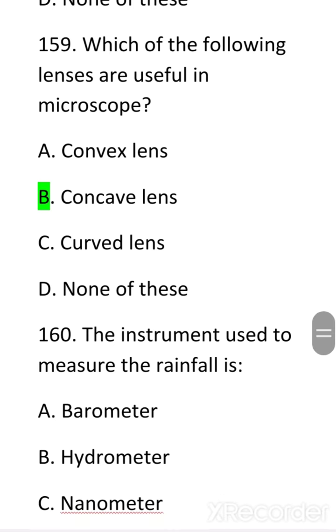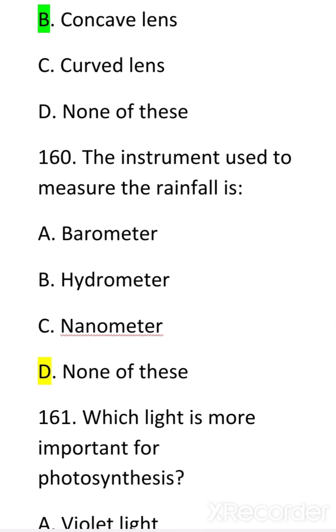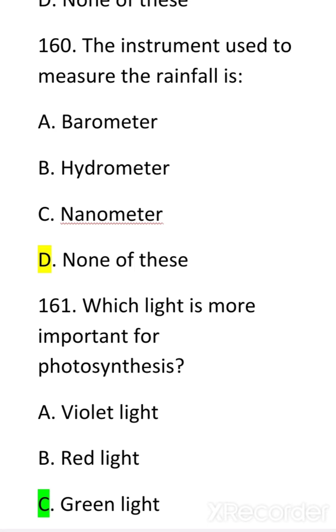Question number 159. Which of the following lenses are useful in a microscope? Option A, convex lens, B, concave lens, C, curved lens, D, none of these. Correct option is B, concave lens. Question number 160. The instrument used to measure the rainfall is option A, barometer, B, hydrometer, C, nanometer, D, none of these. Correct option is D, none of these. The correct answer is rain gauge.